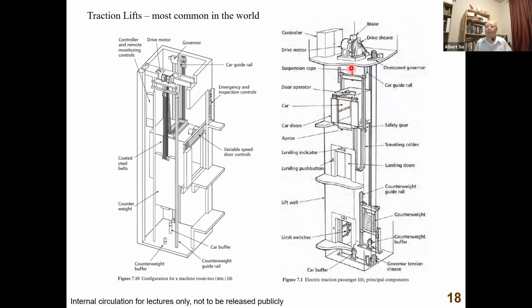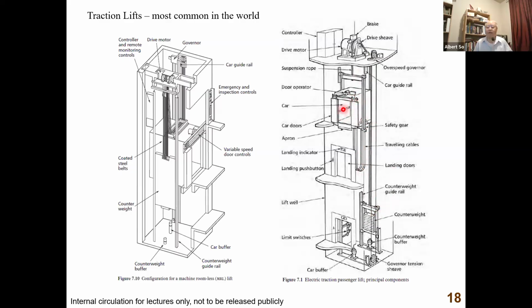These ropes will go up to the machine room and then go around the drive sheave, and then to a diverter pulley. This is called the diverter pulley. The diverter pulley's role is to make sure that the car is kept away from the counterweight. It's the counterweight. I think you can guess the job of the counterweight here, right?